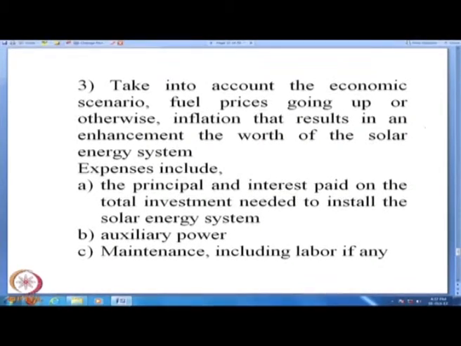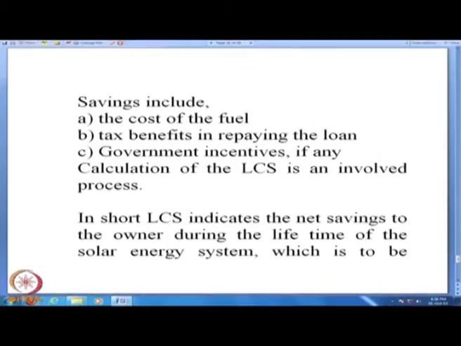Now, take into account the economic scenario, fuel prices going up or otherwise, inflation that results in an enhancement of the worth of the solar energy system. Expenses include the following, so I will read it out instead of writing: the principal and interest paid, the total investment needed to install the solar energy system, auxiliary power, maintenance including labor, refining; and savings include mainly the cost of the fuel, tax benefits in repaying the loan, government incentives if any. The calculation of the LCS is an involved process.